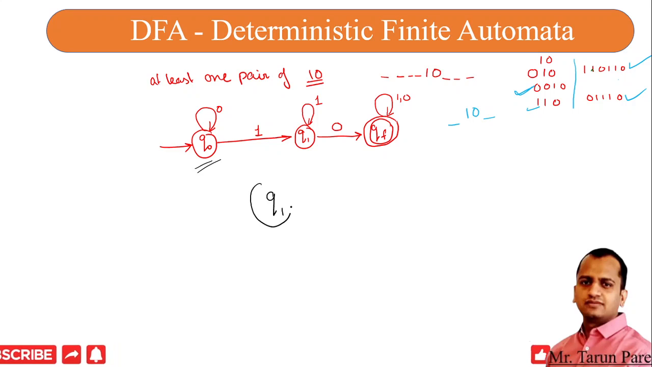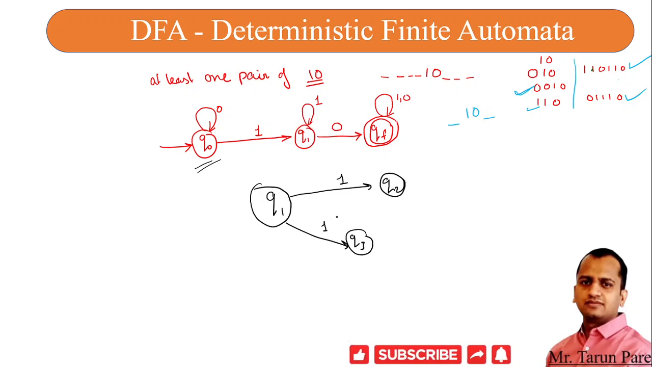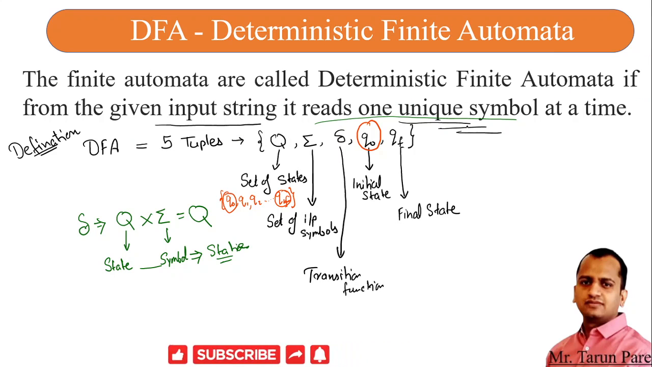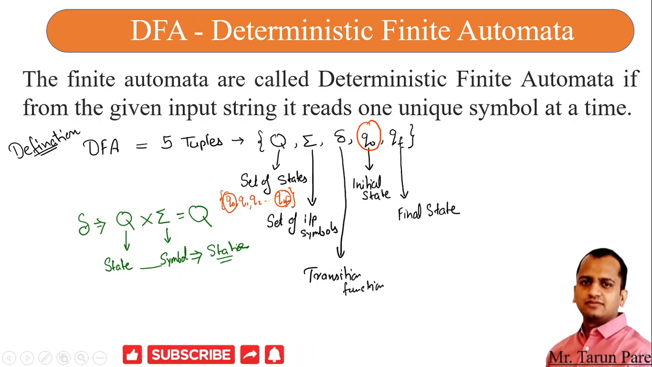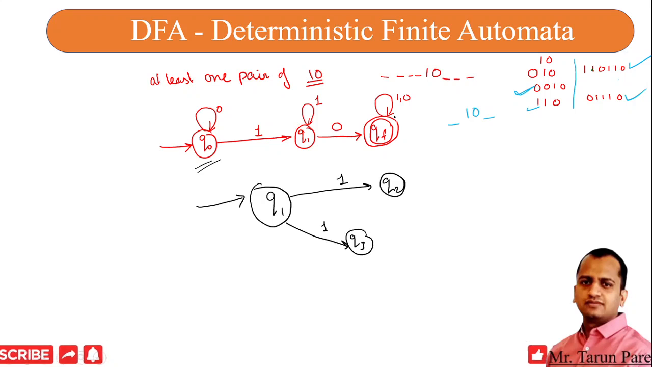Through this state you are getting 1 which is reaching q2, and there is a 1 which is reaching q3. You will not find any such kind of inputs at a particular state. So this is what the statement wants to express, that from the given input string it reads one unique symbol at a time. This is the definition of a deterministic finite automata.